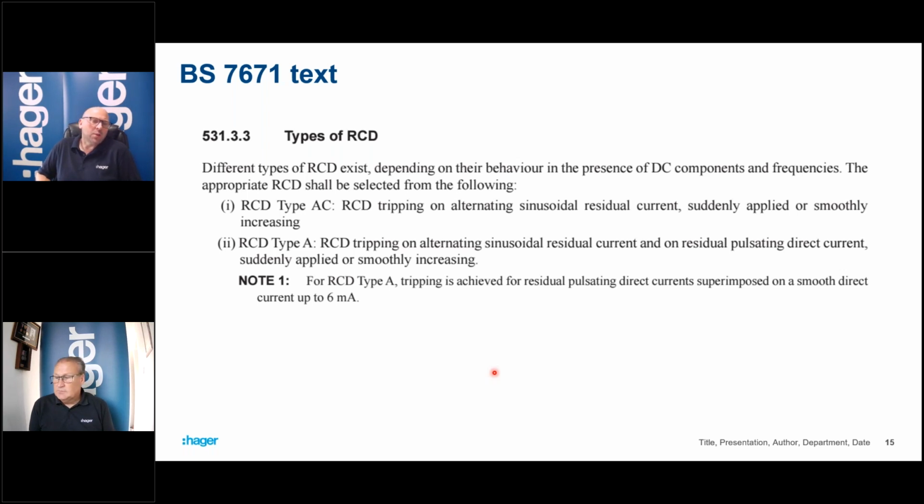Yeah, so this is what I was talking about earlier, the regulation that gives us our different types of RCDs. And what we're going to look at is this note here. So I spoke about this earlier about the 6 milliamps, but it clearly shows us there that the device can still operate up to that level of DC presence flowing through it. So this is particularly important when we look at EV charging. So I'll just get Paul to flick the slide.